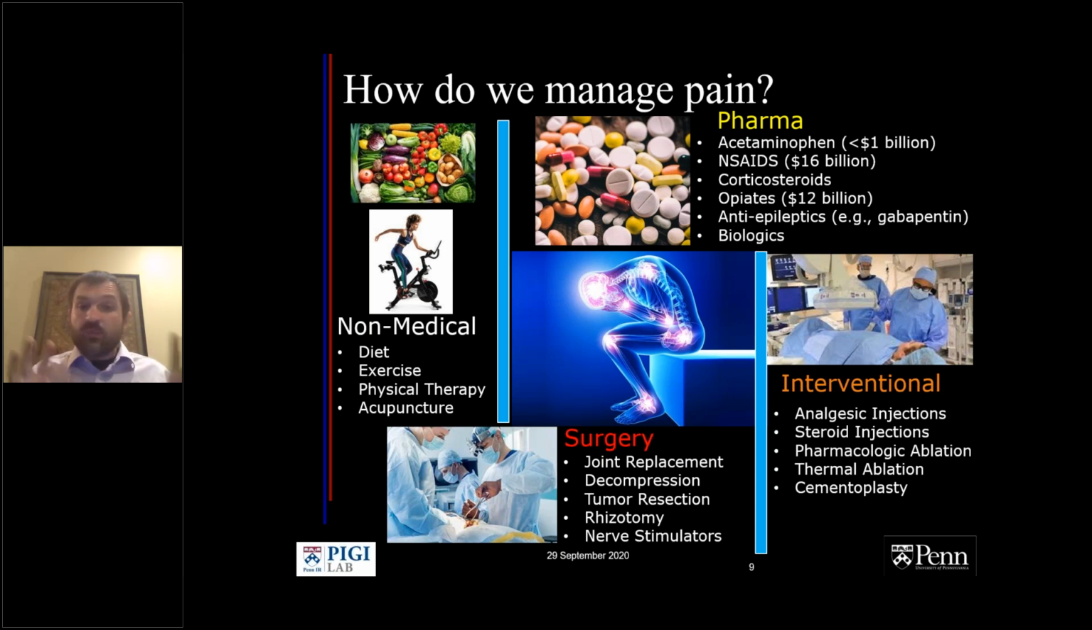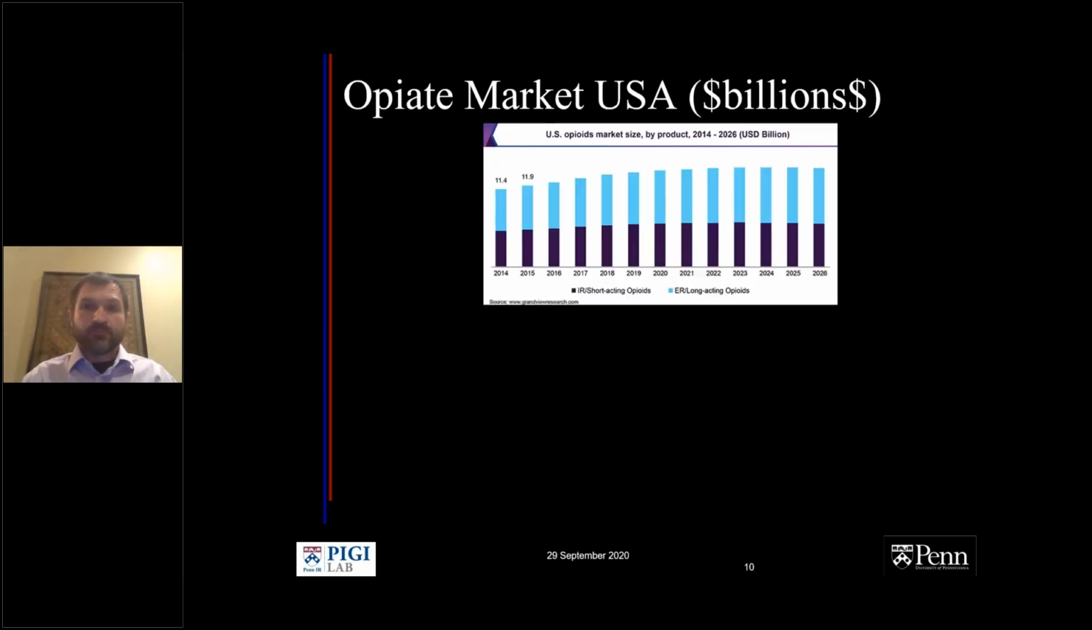Then you get into the even more invasive things like joint replacements for osteoarthritis, decompressive surgeries like laminectomies and laminotomies, tumor resection if it's a tumor that's causing the pain, just taking the tumor out and hoping that you can relieve pain that way, to surgical denervation like rhizotomies, where you go in there with either a needle or laser and you just cut the nerve directly. You have nerve stimulators. I'm not going to talk a lot about that, but just to see where we are in this pantheon of overall management of pain.